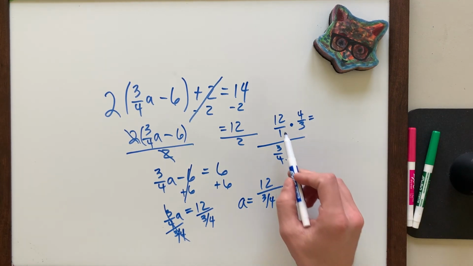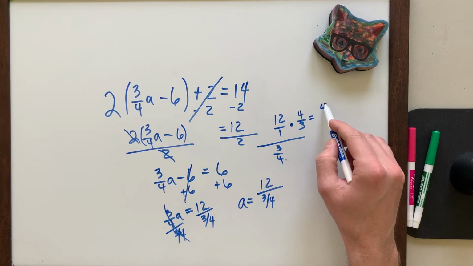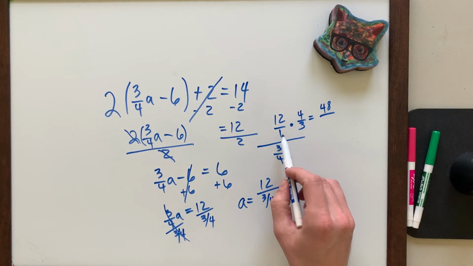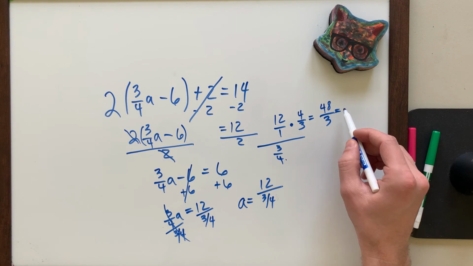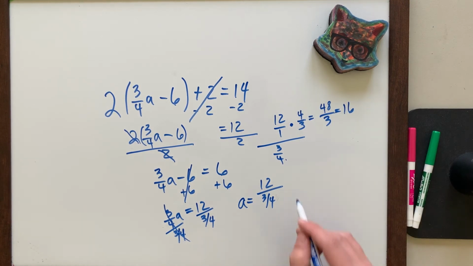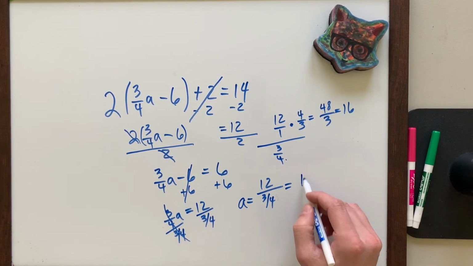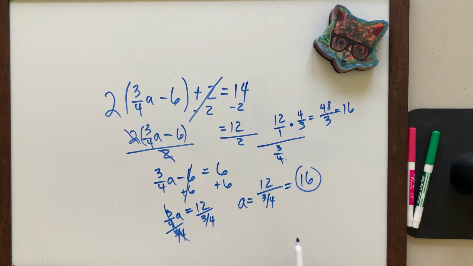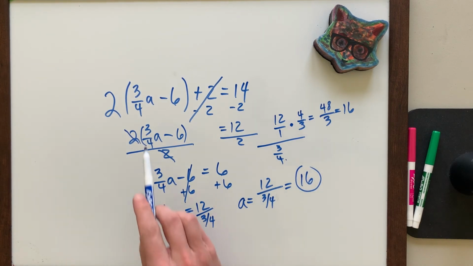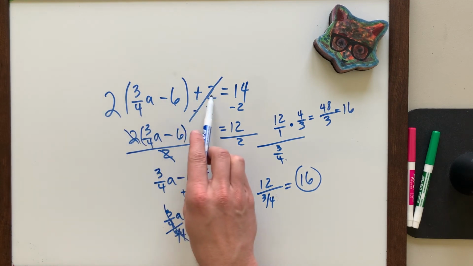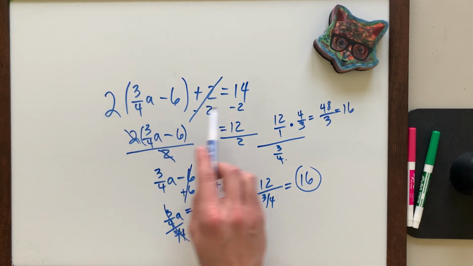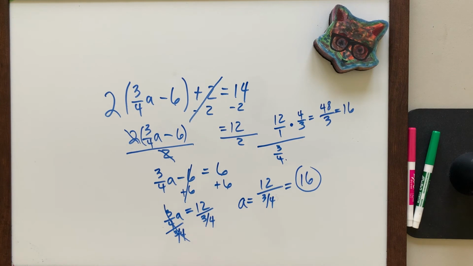Now, I can say 12 times 4 is 48, and 1 times 3 is 3, and 48 divided by 3 is 16. So now I know that my value for a is 16, meaning that if I went back to the beginning of this problem and I put 16 right here, then this whole left side of the equation would simplify to the number 14, okay?